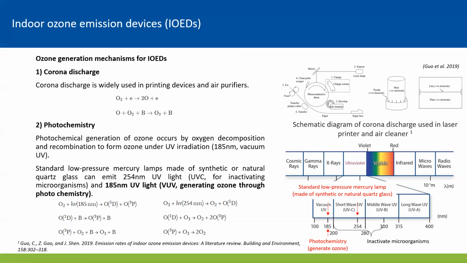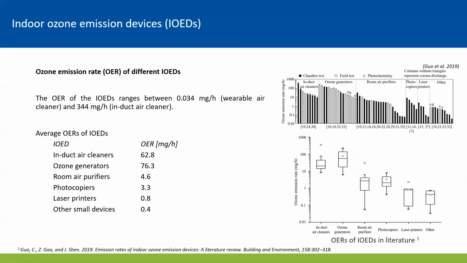Therefore, some UV disinfectors and devices that use UV lamps may generate ozone during their operations. This diagram here shows the ozone emission rates of different indoor ozone emission devices from the literature data. The devices are classified into six types, including in-duct air cleaners, ozone generators, room air purifiers, photocopiers, laser printers, and other devices. The box plot below shows the distribution of ozone emission rates for different devices.